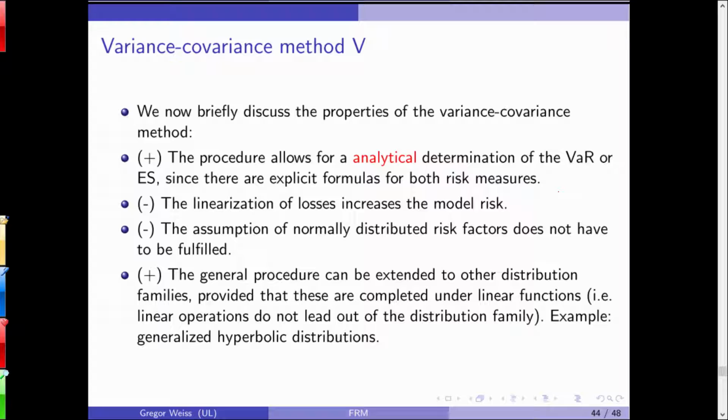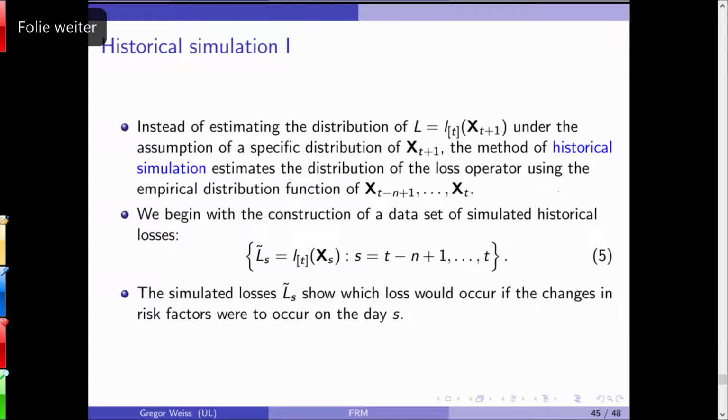And another advantage is that this general procedure can, of course, be extended to other types of distributions. You can take a t-distribution, you can take extreme value distribution. The idea is still the same. You simply assume a parametric form for your distribution. This is the first one.